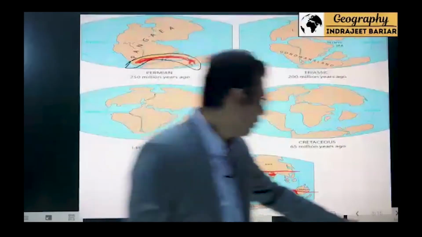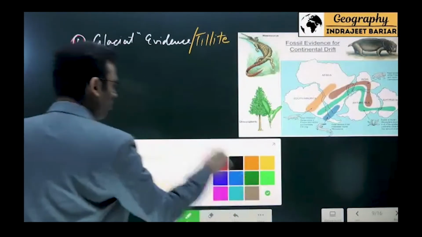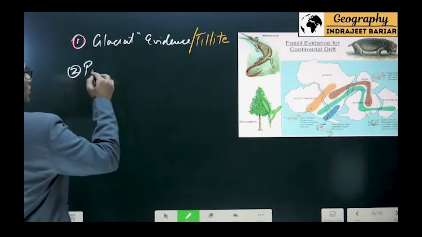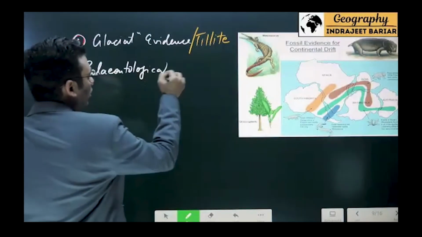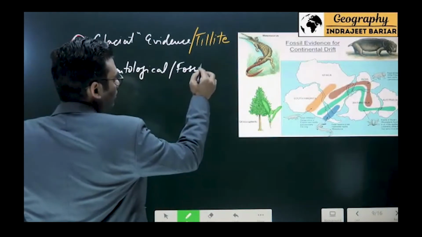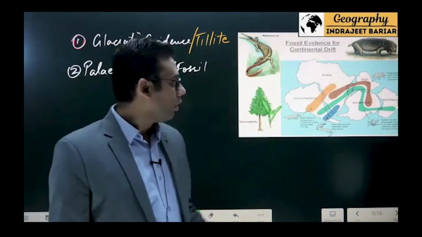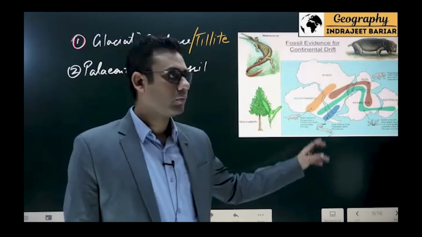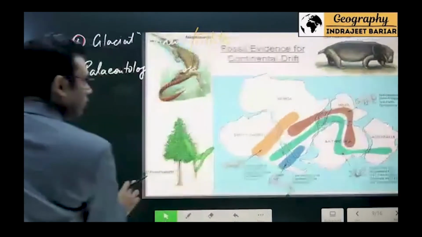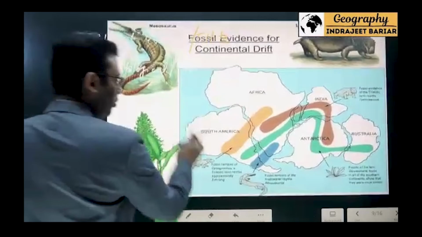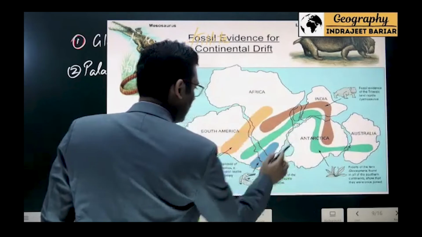Got it, everyone? Apart from that, the second evidence, important evidences I'm just talking about. Second evidence is paleontological. Paleontological means fossil evidences. Paleontological evidence, you can see this particular picture that we have used over here. So if you check this picture of paleontological evidence, what are the different fossils that we are discussing?